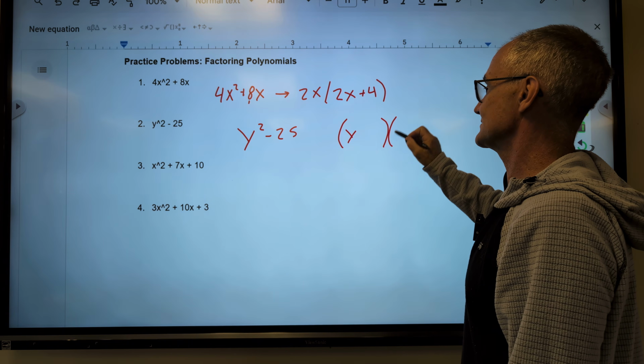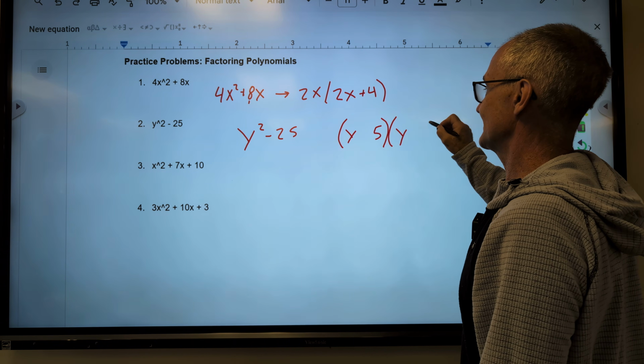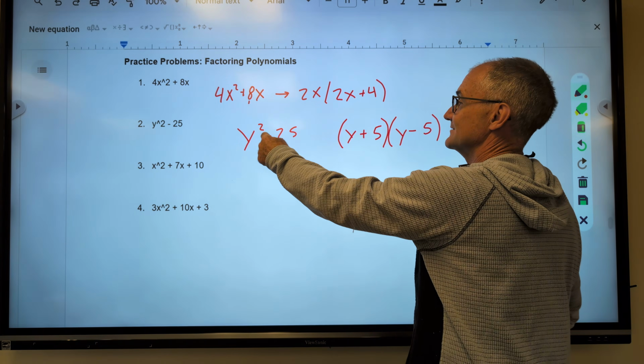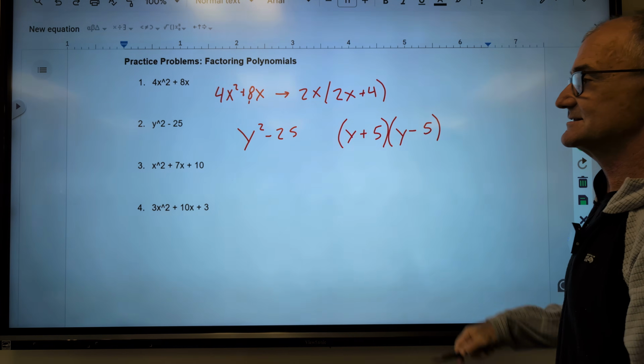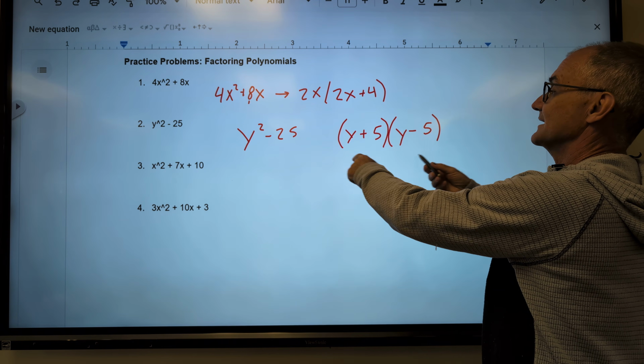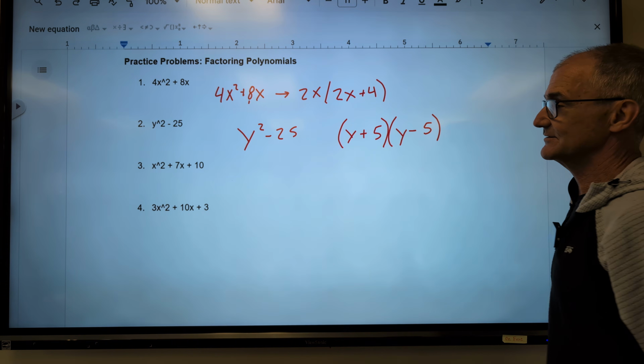Factors of y squared are y and y. Factors of 25 are a 5 and a 5. One has to be positive, one negative to give me that negative. The check is a FOIL. Y squared plus 5y minus 5y, that middle term drops out, minus 25.